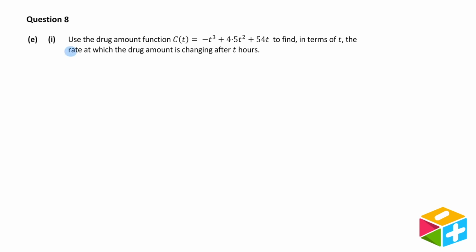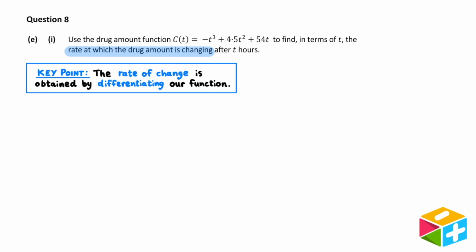We need to find the rate at which the drug amount is changing. A key point to keep in mind here is that the rate of change is obtained by differentiating our function. At its core, this is what differentiating does. It tells us the rate of change. So whenever we see the phrase rate of change in a question, alarm bells should go off and we should think about differentiation.